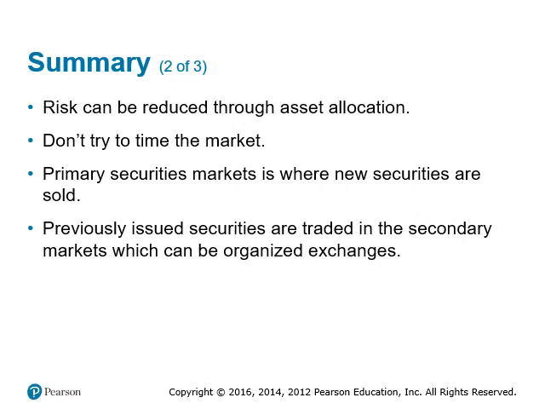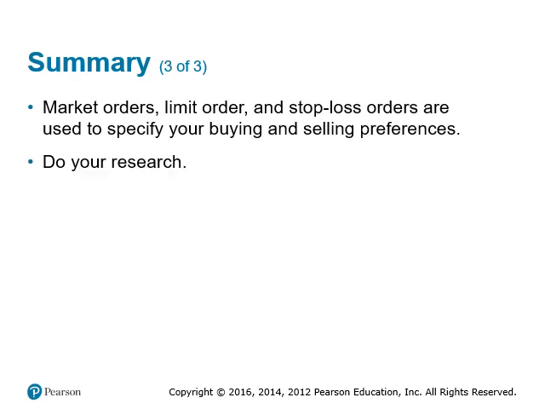We also mentioned the fact that risk can be reduced through asset allocation, and the fact that the primary security market is where new securities are sold. The secondary market is where those that have been sold earlier can be bought and sold again. We mentioned the fact that usually securities are traded in the secondary markets. Then we also touched on the fact that market orders, limit orders, and stop loss orders are used to specify your buying and selling preferences.